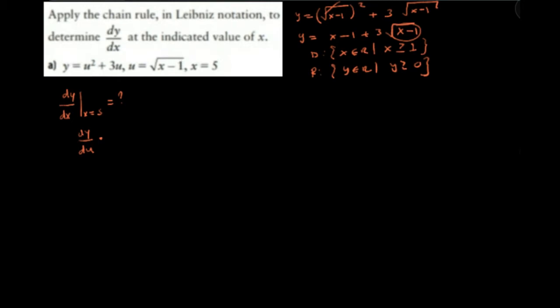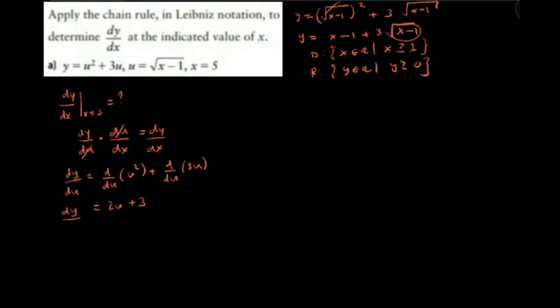You multiply this with the derivative of u with respect to x, and you can see that you can cancel out and you get dy over dx. Okay, so let's find each of these derivatives first. Let's find the derivative of y with respect to u. This is basically the derivative of u squared with respect to u plus the derivative of 3u with respect to u, and this is 2u plus 3. So this is dy with respect to du.